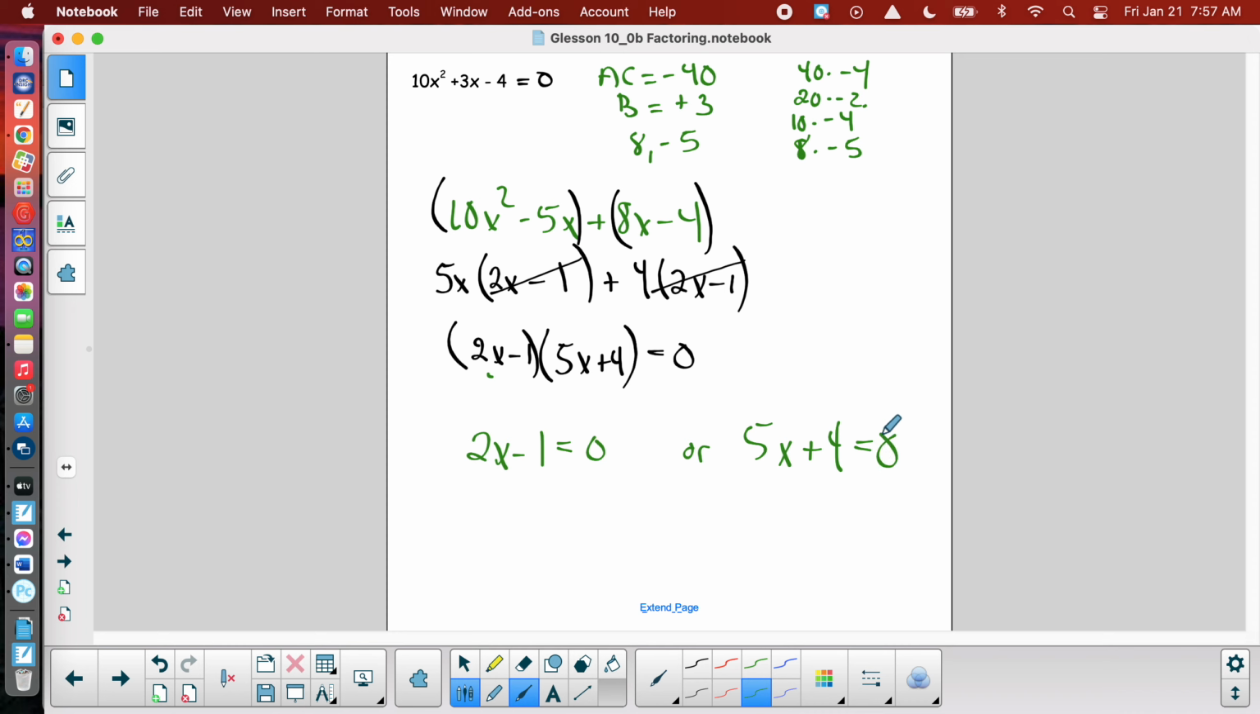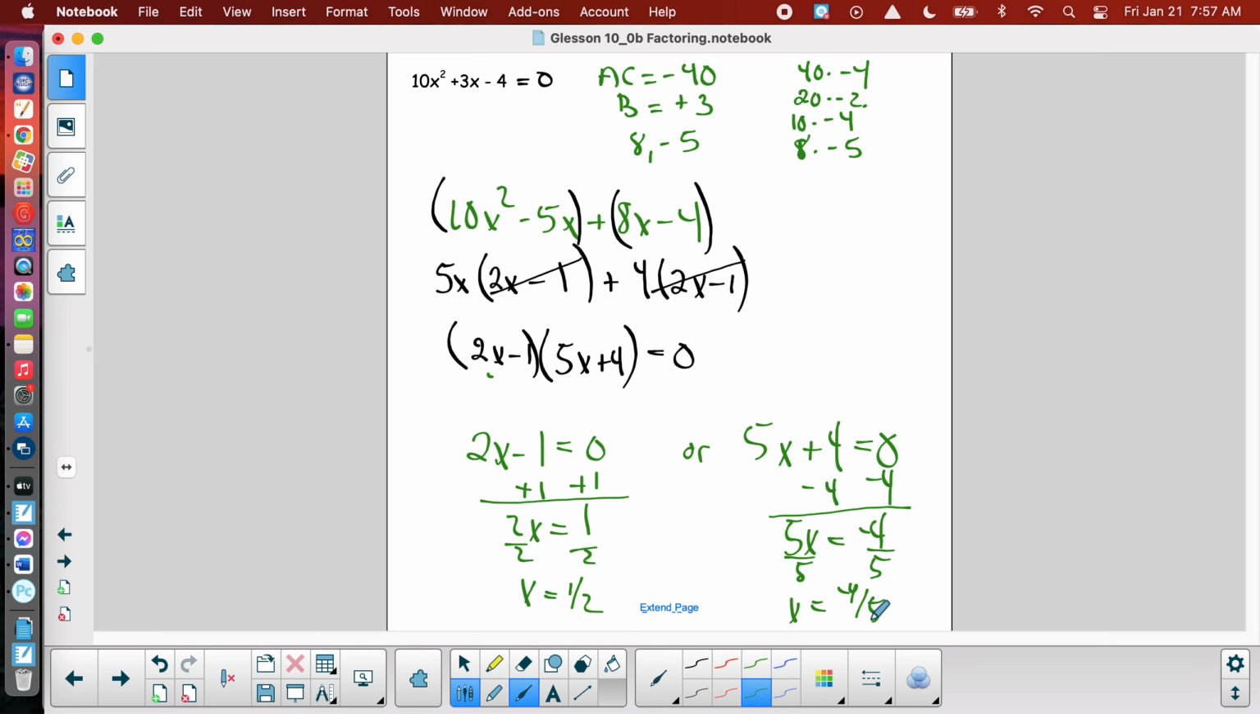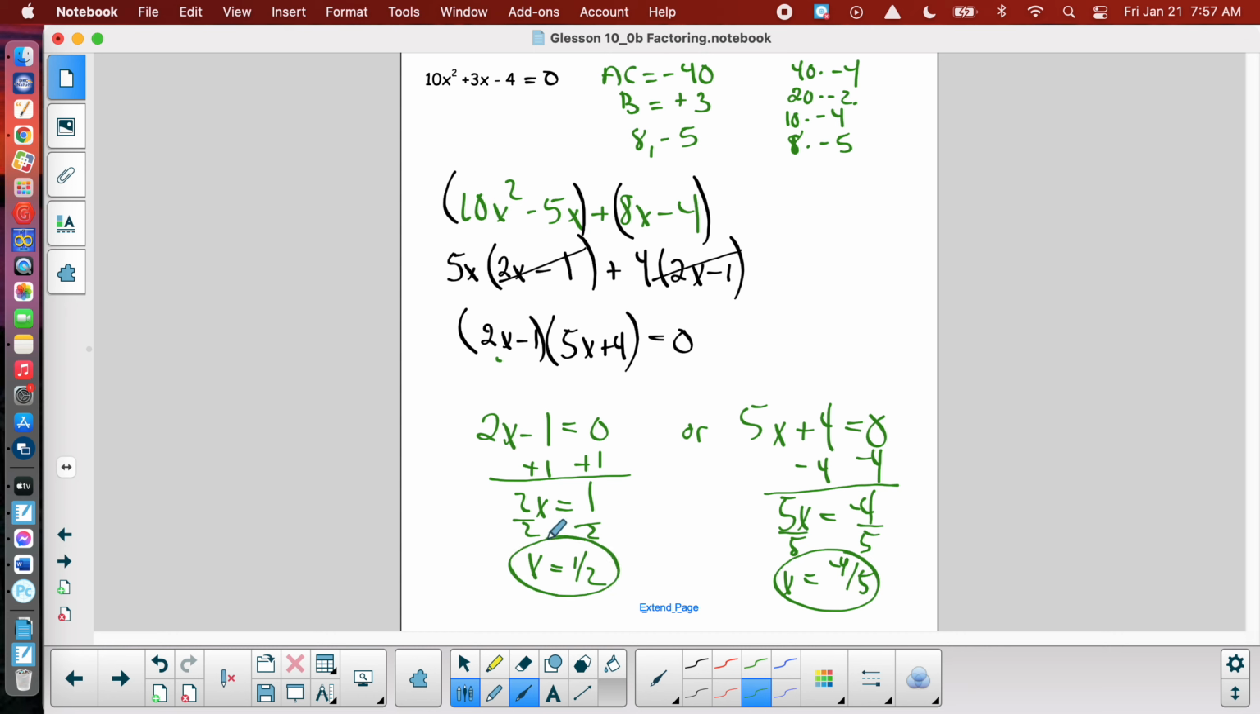Then we have two little mini algebra problems to solve. Add 1 to each side. 2x equals 1, divide by 2. So x equals 1/2 is one solution. Subtract 4 from each side. Divide by 5. So x equals negative 4/5 is my other solution. So these are the two solutions for this equation set equal to 0. These are the two values I could put into that equation that would make it equal to 0.